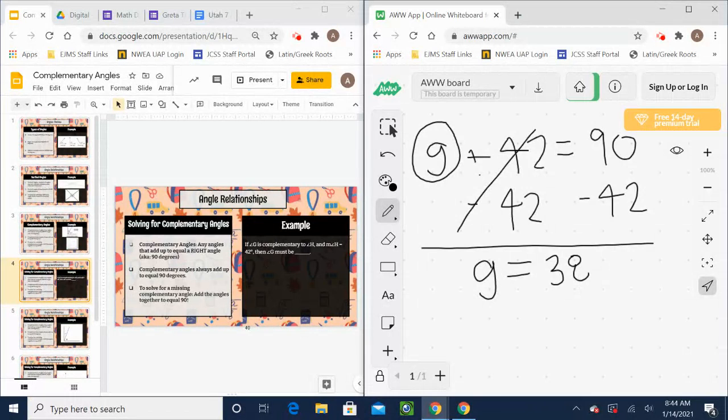Nope, it won't give me 38. It's going to give me 48. Sorry, you guys. Oops, that's what I get for trying to do multiple things at once. Okay, G equals 48 degrees.